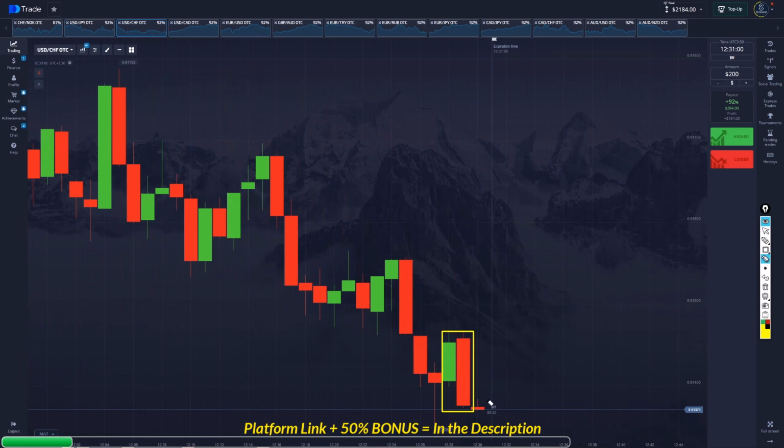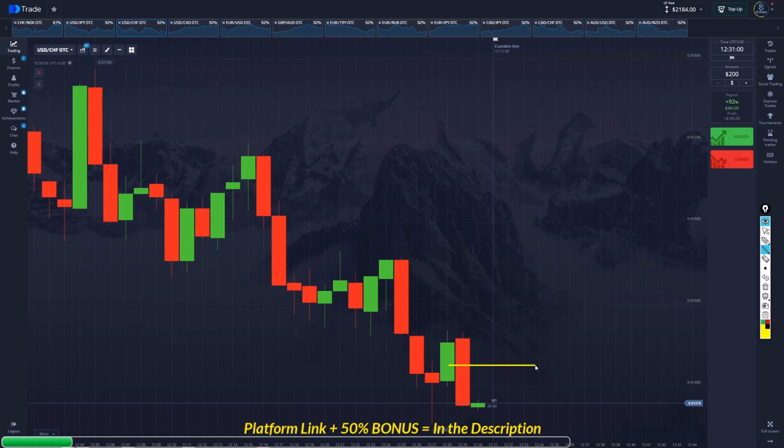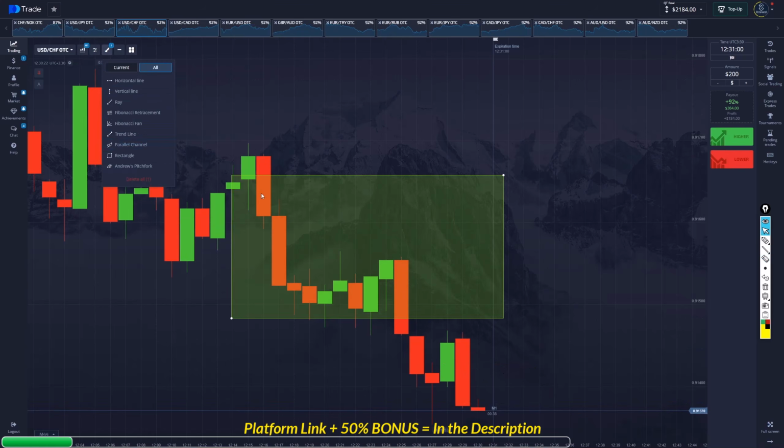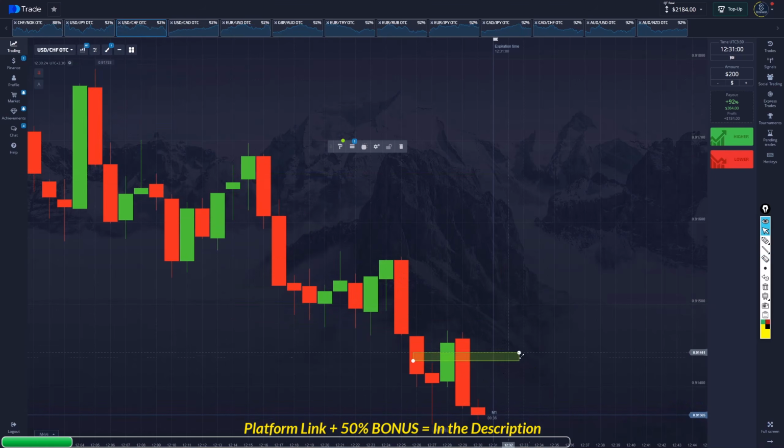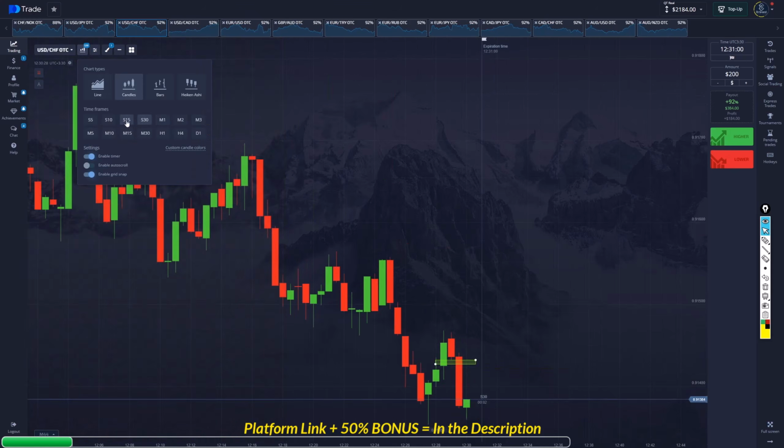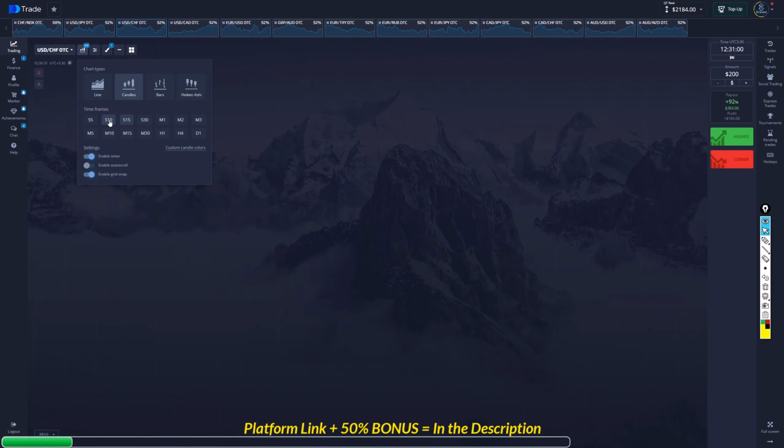Okay, we see this engulf in 1 minute. It's probably inside of this engulf. There's going to be somewhere for taking a trade. Okay, so every single engulf has something in itself. Let's go to the lower time frame.